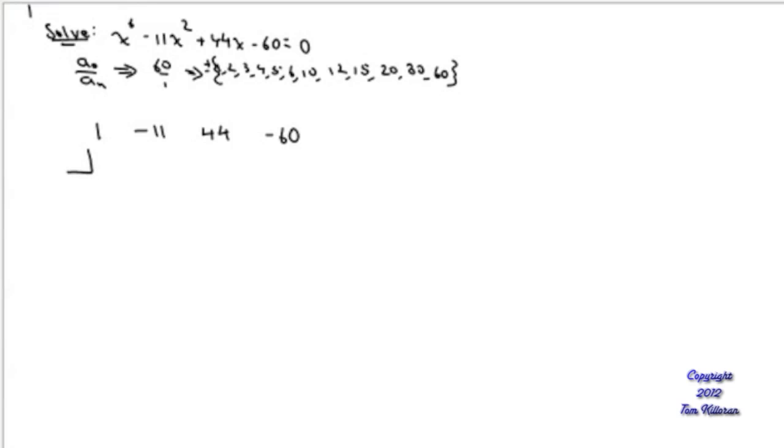What number do you want to try first? 1. Might as well, it's boring. 1 times 1 is 1, 1 minus 11 is negative 10. 1 times negative 10 is negative 10 plus 44 is 34. 1 times 34 is 34. 34 minus 60 is negative 26. Okay, we can stop for a second.